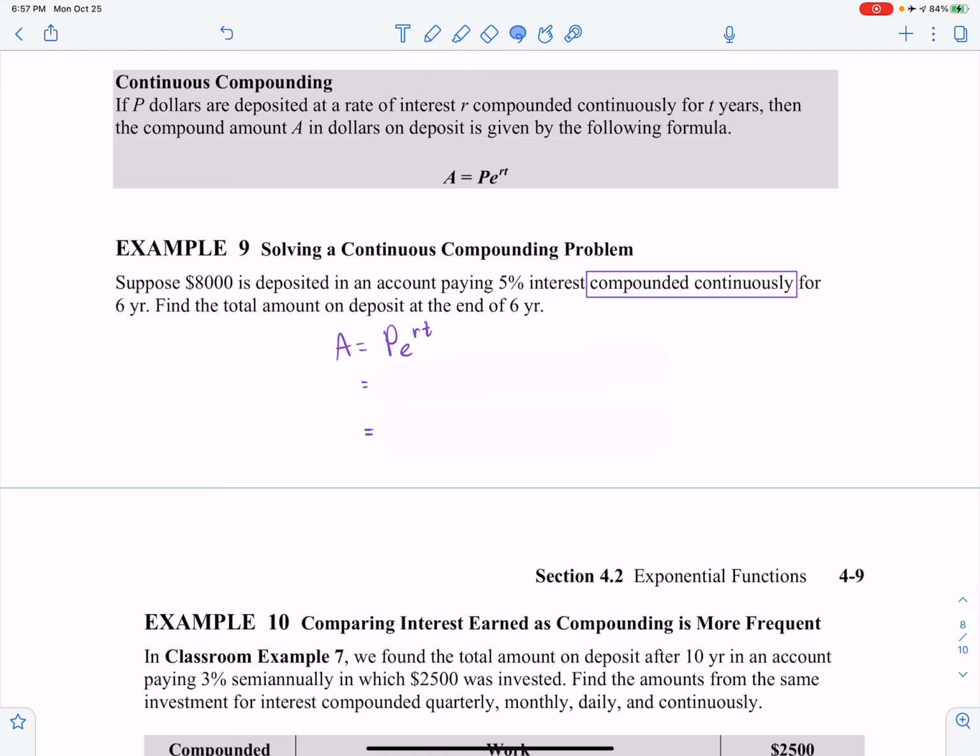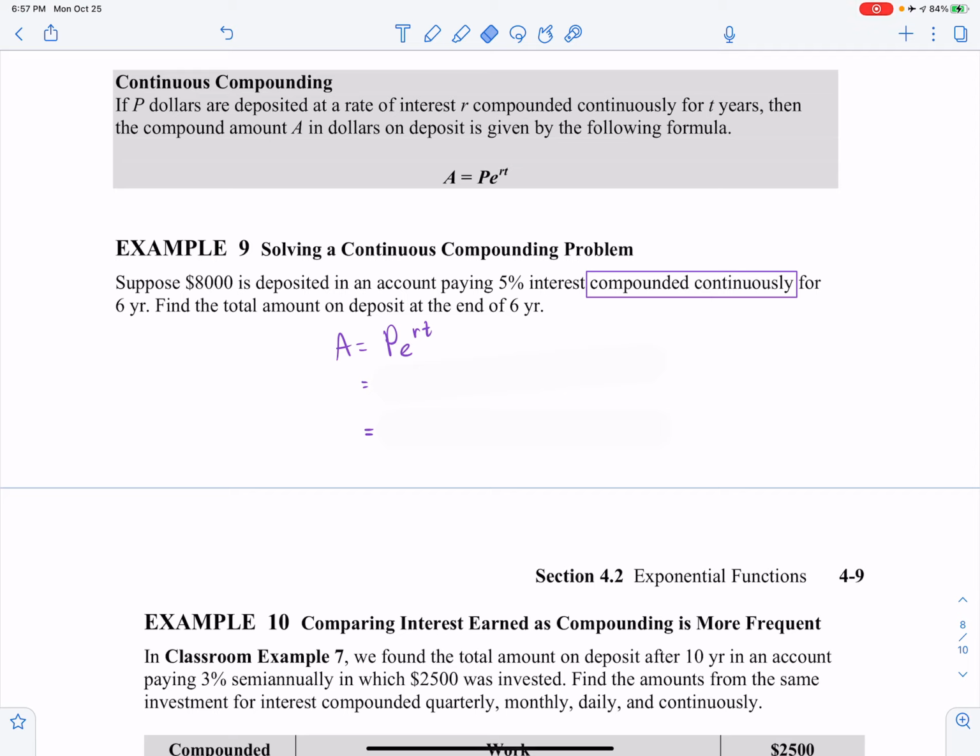Look at example 9. We're depositing $8,000. Our account is going to be paying 5% interest, and we're going to compound continuously. This is what tells us to use our shampoo formula, or our clean formula. And we're going to do this for 6 years. So we want to find the future amount, or the total amount that we have at the end of 6 years. So I've written down my formula.